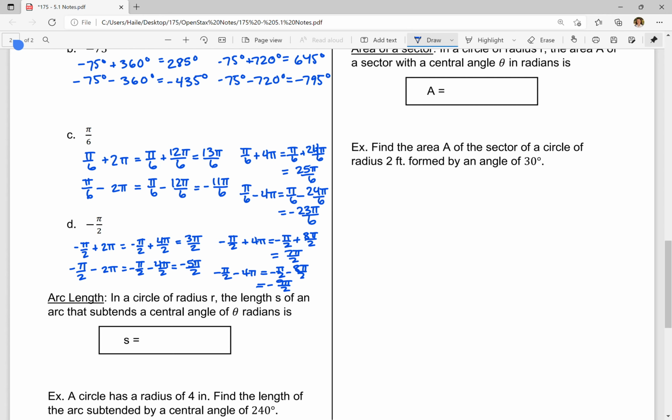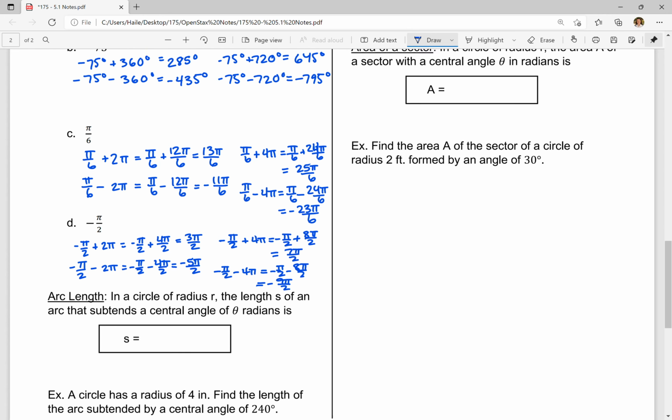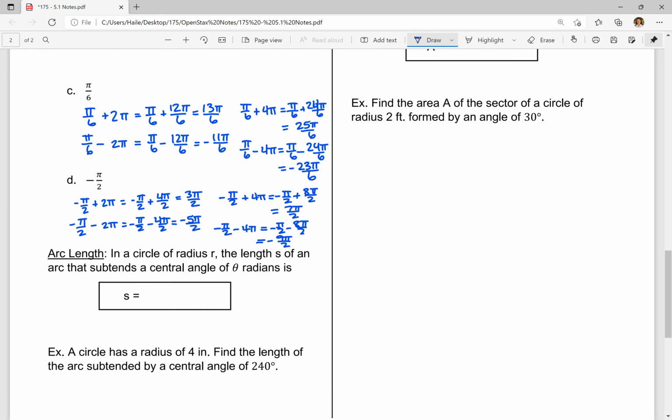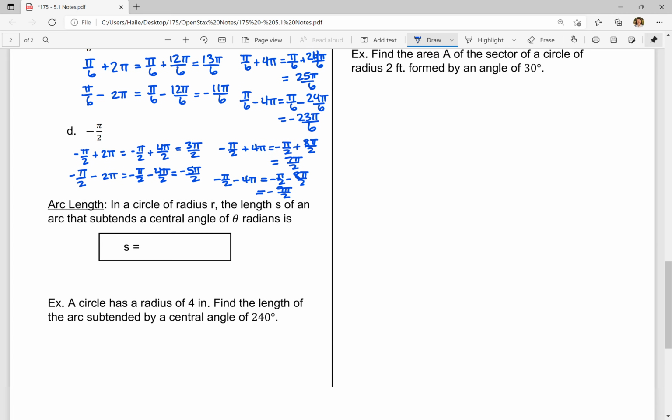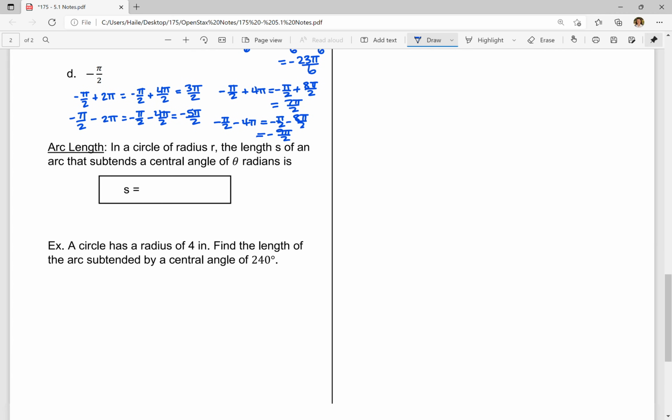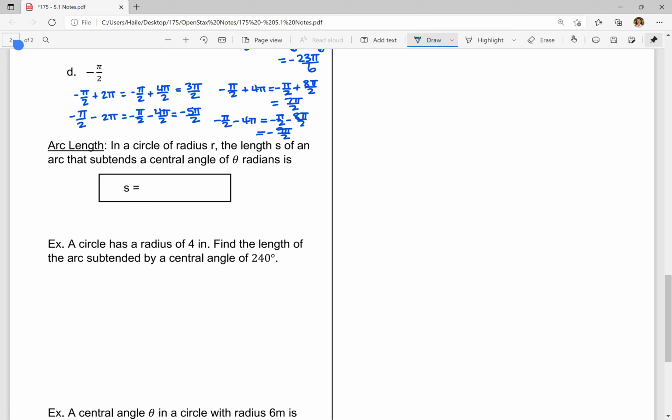Okay, so the final things we're going to talk about in this section are some really simple word problems. The first one is what we call arc length, and the next one is the area of a sector. So with arc length, if you had a pizza, think about arc length as finding the length of the crust around the pizza.